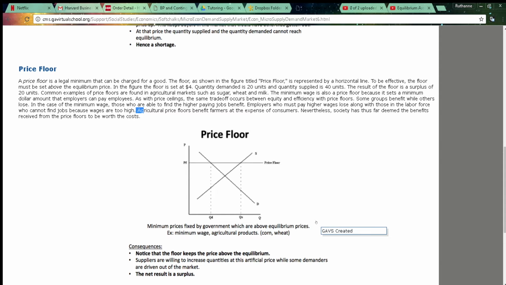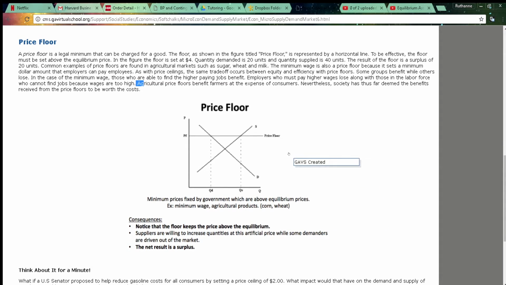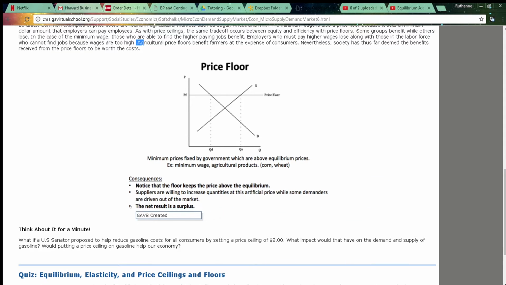So this is a graph of how a price floor will affect your supply and demand graph. Here we're going to have a demand that's too low and a supply that's too high, because obviously the price is higher, so the suppliers want to push as much as they can into the market. But with a high price comes less demand, as we've seen on our graphs many, many times. So as we see, the net result is surplus.